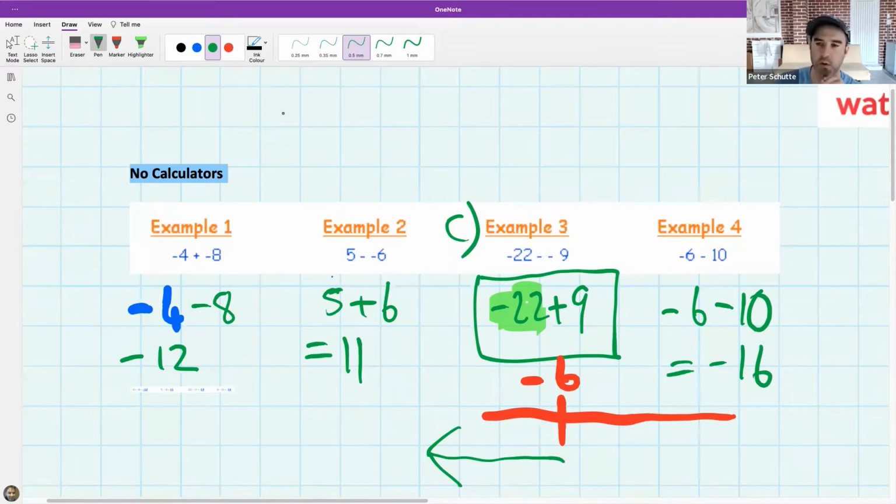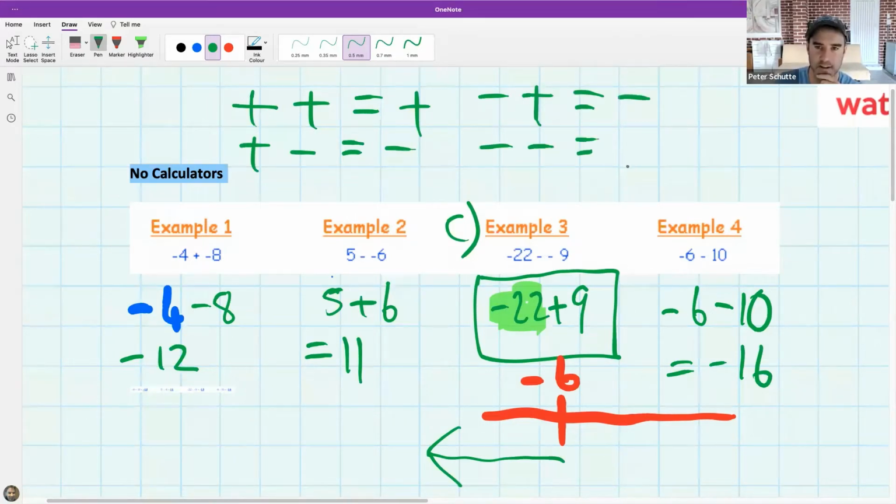Okay, so what do we need to remember for the rest of today's lesson? Whenever we have 2 signs touching, if we have a plus and a plus, it ends up with a plus. If we have a plus and a minus, it ends up being a minus. And we can simplify to that. If we have a minus and a plus, it ends up being a minus. And if it's a minus and a minus, it's a plus.